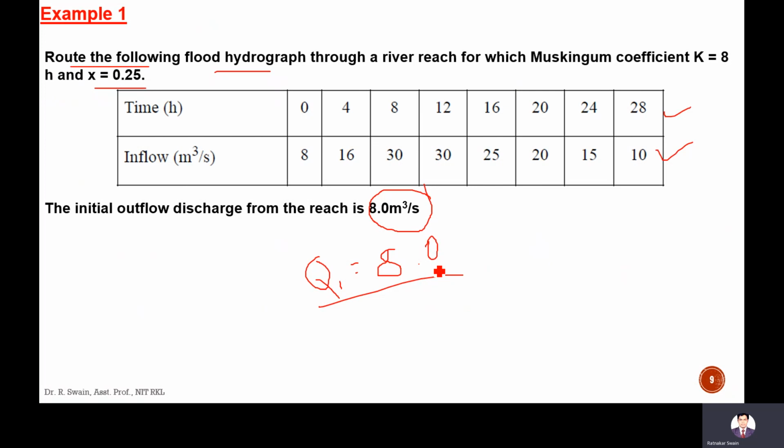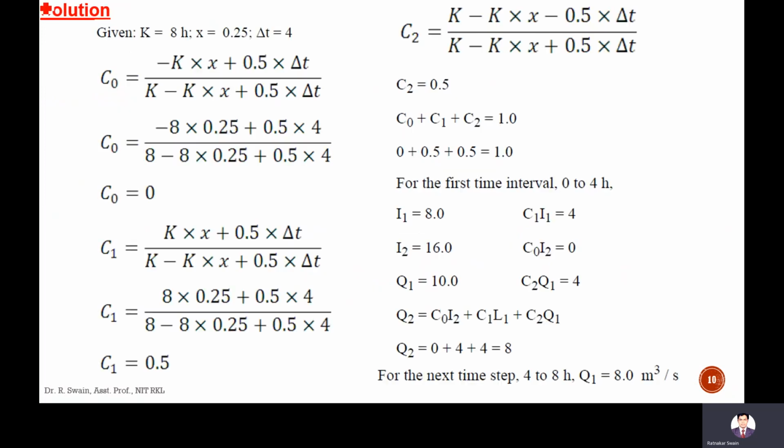For the first time step, the initial outflow discharge from the reach is given, means before the inflow came, this discharge was there in the reach at that particular station. That discharge is 8 meter cube per second. So Q1 is given, inflow hydrograph is given, K and X value is given. So first we have to choose this delta T value.